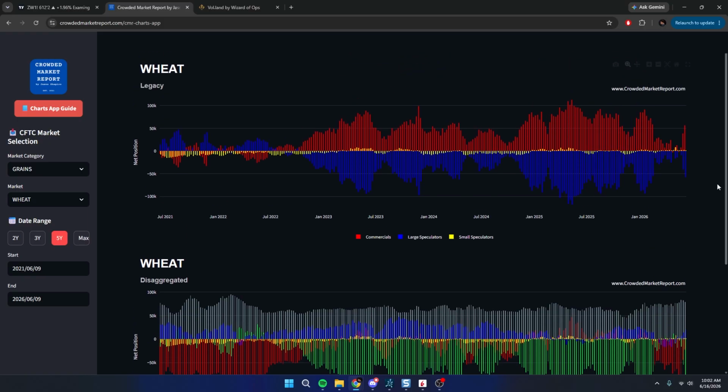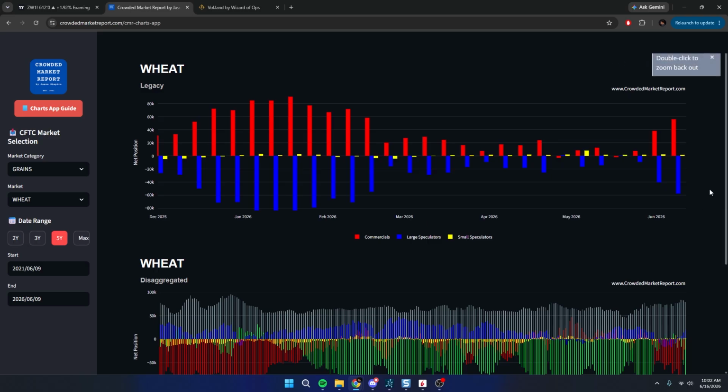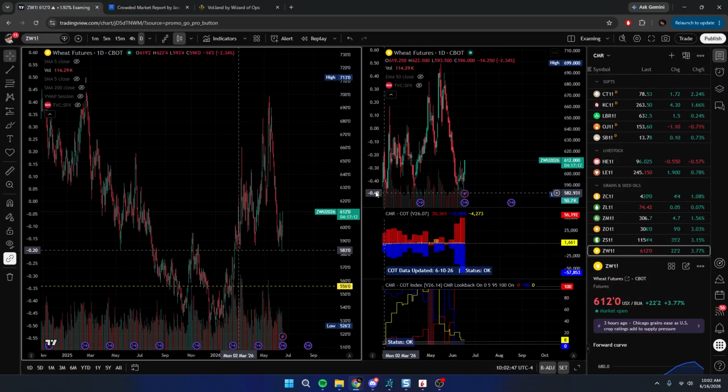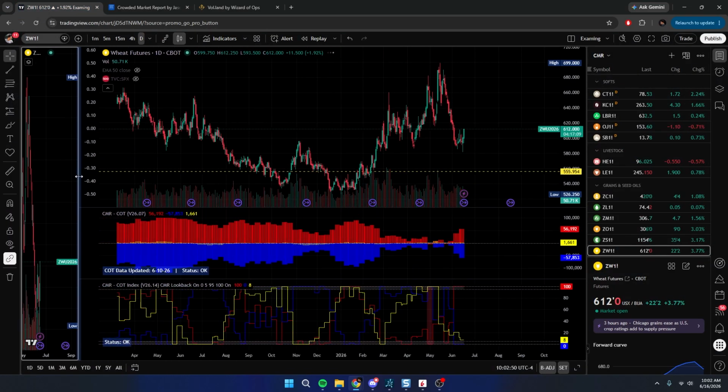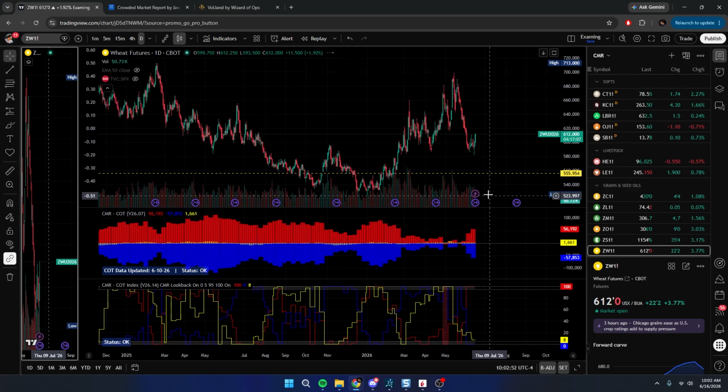And so what are we seeing here? Again, the red bars represent the commercials, the blue bars represent the large speculators, and then we have the small speculators. Well, what we can see, if we zoom in a little closer here, is that over the last few months, commercials have started to get longer in wheat. And we also see that large speculators have begun to get shorter in wheat. The same data, I mean, he has created a little plugin for us on TradingView, to make it a little easier for us to look at here.